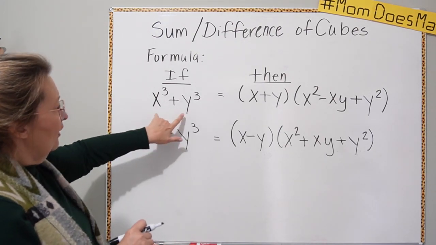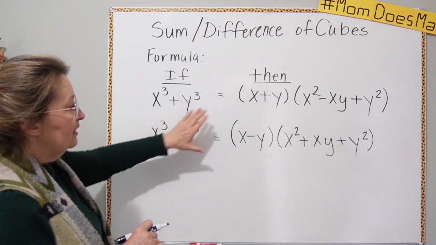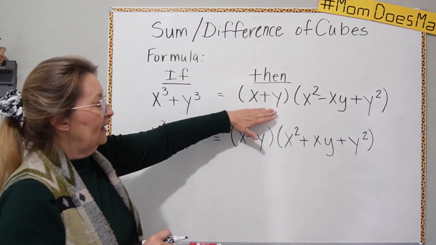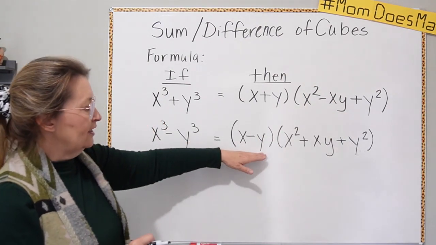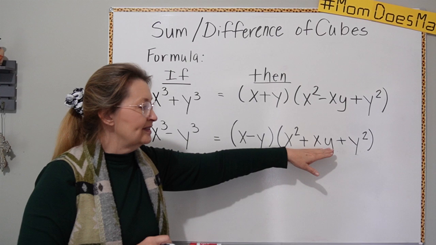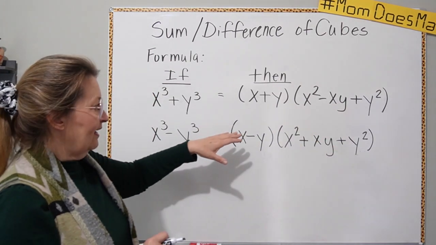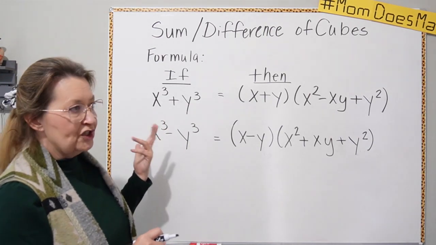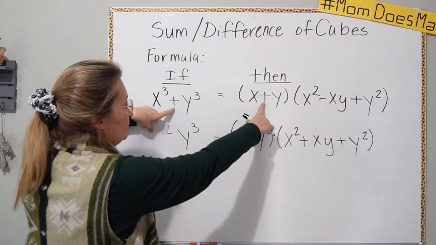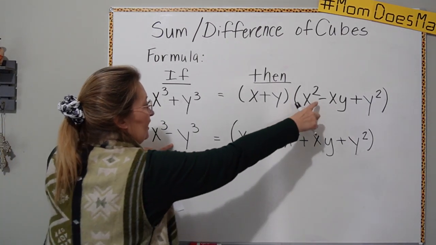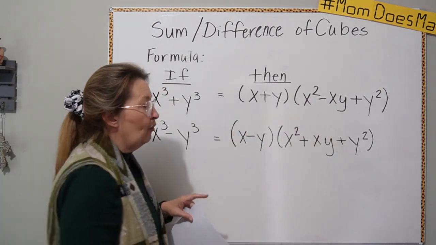All right, if you have two cubes with a sum or a plus in the middle, or two cubes with a minus in the middle, then this is the other part of your formula. X plus y times x squared minus xy plus y squared, or x minus y times x squared plus xy plus y squared. Notice, the only difference in the formula is the signs. And there's an acronym, SOAP. You have same, opposite, always, positive. So these two signs are always the same. These signs are always the opposite of whatever was right here, and your last sign is always a plus sign.